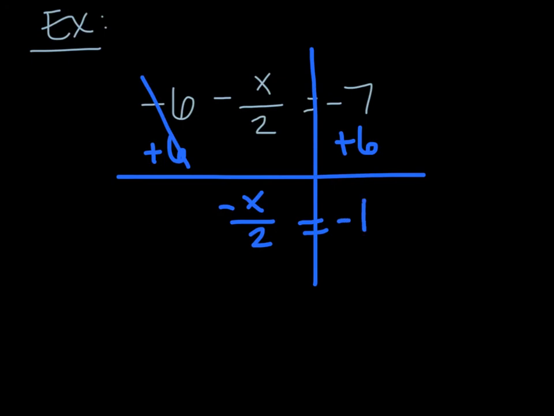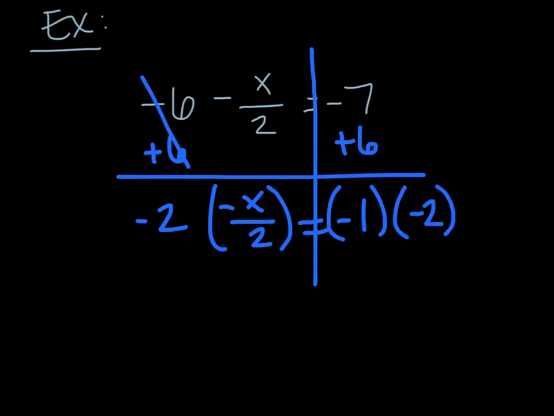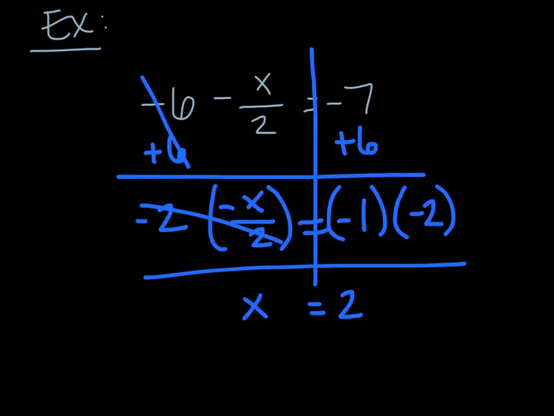To get x by itself, I want to multiply, since it's currently being divided. Since this was negative, I want to make sure that I multiply by a negative, and I need to do the opposite, so by 2. So this side will get multiplied by negative 2 as well. When I simplify this out, the 2's will cancel, and I will be left with x equals 2.